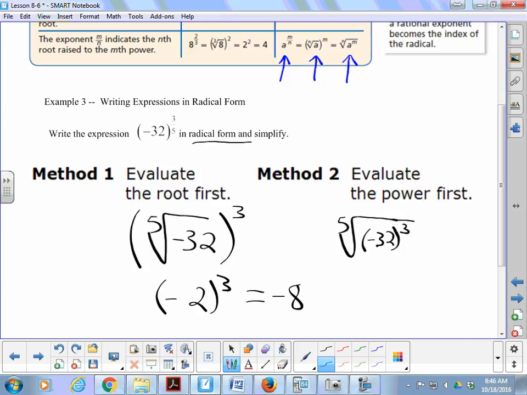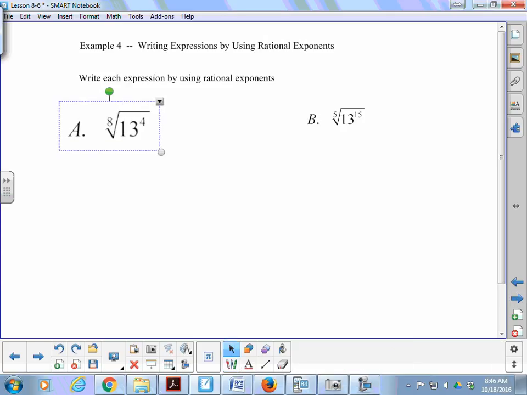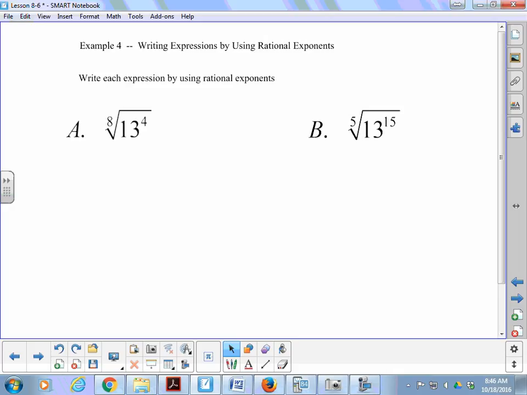So the index is the denominator. The numerator then we're just raising to that power. Here we have them written as radicals, and we're going to change them to rational exponents. Now the reason that I like these is that we can go back to the ones we were working on earlier and actually think about them with rational exponents instead of doing them as radicals.